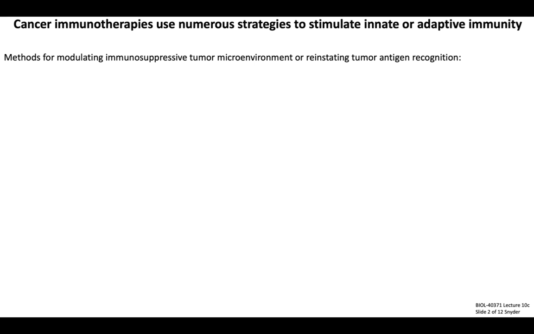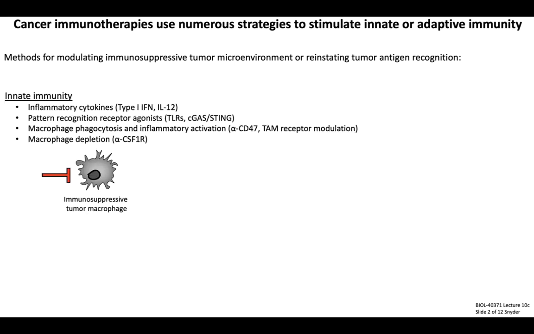In addition to addressing the tumor microenvironment, other immunotherapies are designed with the goal of reinvigorating tumor antigen recognition, which will stimulate adaptive immunity. We can subdivide immunotherapies based on whether they accomplish these goals by targeting either innate or adaptive immune responses. Let's start with immunotherapies that primarily target the innate immune system.